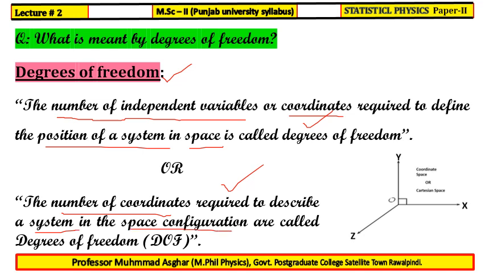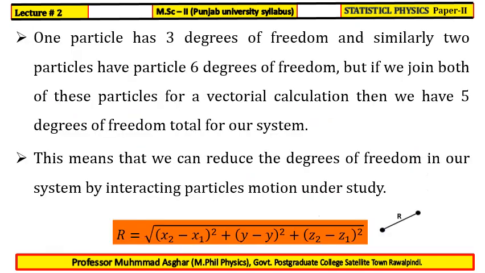space configuration is known as degrees of freedom. As we know, a particle in space can be represented with three axes, x-axis, y and z, and this is known as coordinate space or Cartesian space. Now if we have one particle, it will have 3 degrees of freedom, and if we have two particles, then it will have 6 degrees of freedom.